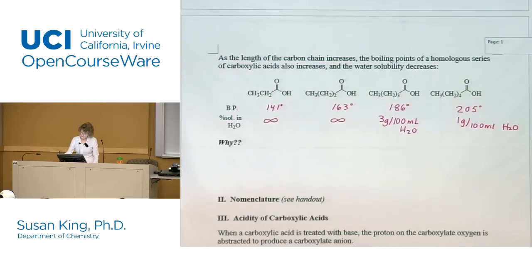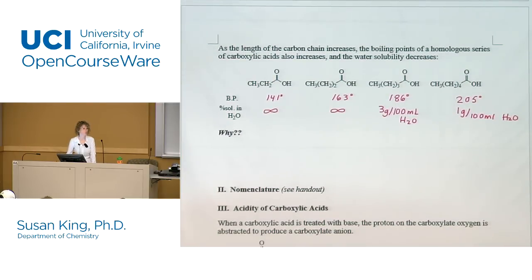All right, so definitely a trend that we would expect, that you would have predicted back in 51A. Why do we have this trend? If we increase boiling point, why do we have increased boiling point? Because we have increased molecular weight and increasing van der Waals forces.